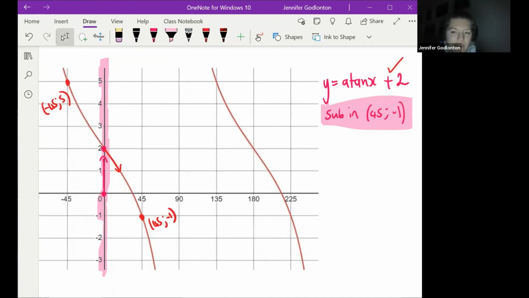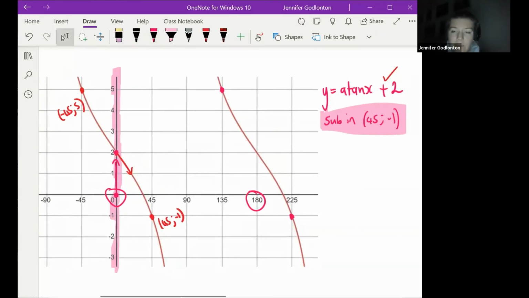Any coordinates you can sub in, so generally stay away from the ones that would be 0, so 0 and 180, but you could sub in 225 and -1, you could sub in 135 and 5, you'll get the same things. Okay, so I'm going to sub in those values.